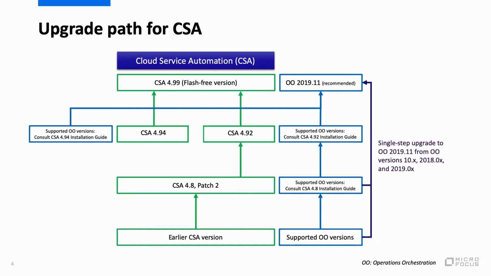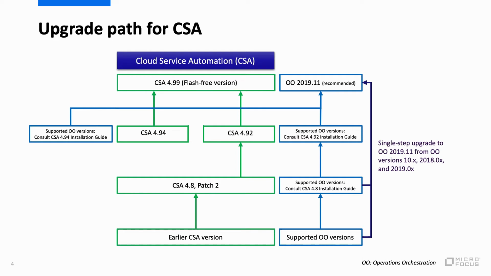Okay, so what does the upgrade path look like for CSA? It's fairly straightforward. At the top of the slide, you see where you want to get, which is CSA 4.99. Now, CSA uses operations orchestration, or OO in short, for its automation flows. So very important, you always have to make sure that you're using the correct OO version for your CSA version. And for CSA 4.99, the recommended version is OO 2019.11.